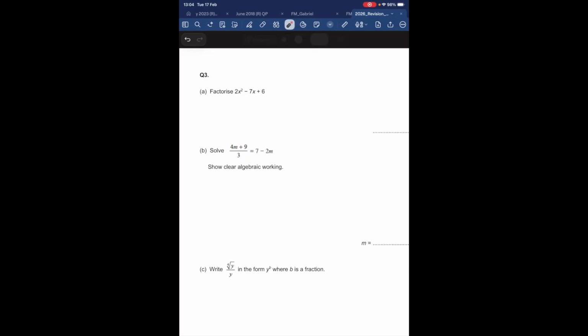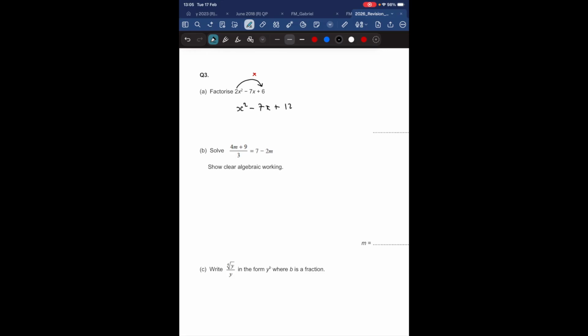The way that we go about factorizing these harder quadratics, and the only reason we call it a harder quadratic is because we have this 2 in front of the x squared term. The first thing we do is we multiply the 2 by the number at the end. And we drop the 2 in front of the x squared term. So we end up with x squared minus 7x plus 12.